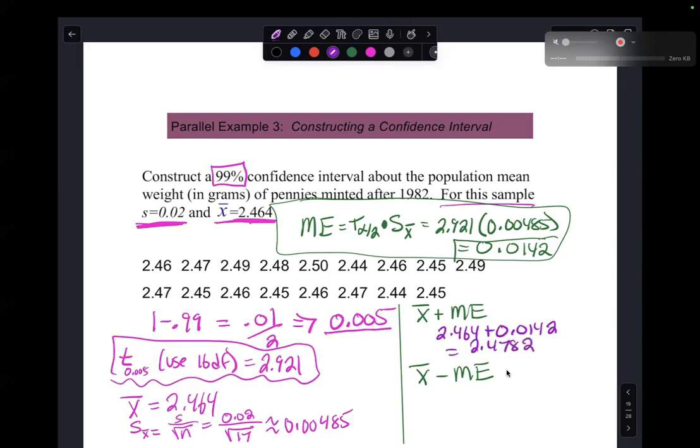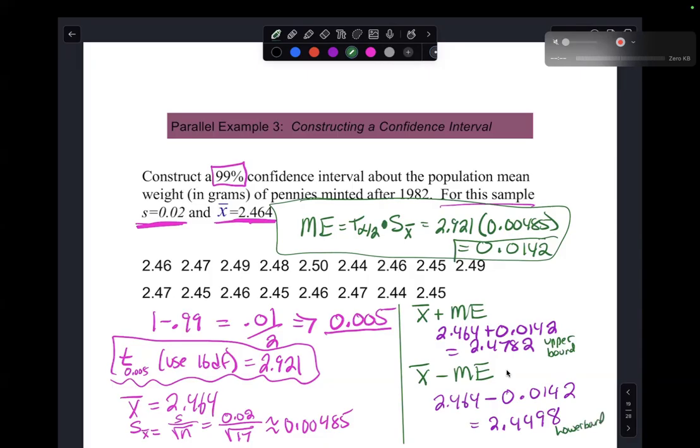2.4782. Now I'm going to do 2.464 minus 0.0142. I got distracted. Sorry. That was my pause. Equals 2.4498. Right. This is my upper bound. This is my lower bound.